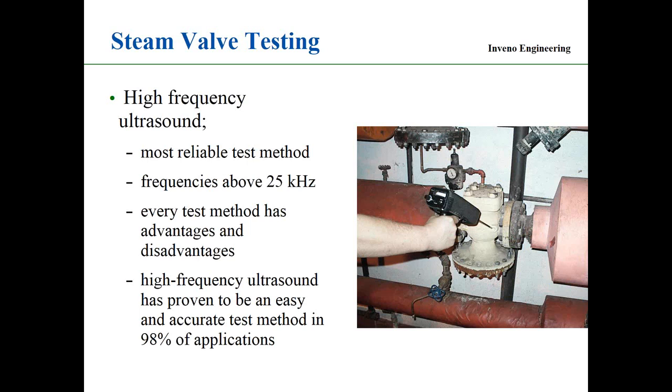The thing about it is every test method has advantages and disadvantages. So I'll be talking about advantages, but I'll also be talking about some of the disadvantages. High frequency ultrasound has been proved to be an easy and accurate test method, 98%. With high frequency ultrasound, I've been on valves as large as 12 inches in diameter and been able to tell if it's leaking and the exact point of leakage on the valve. It's very easy, but there are a few things I want to go through when you're conducting the test.